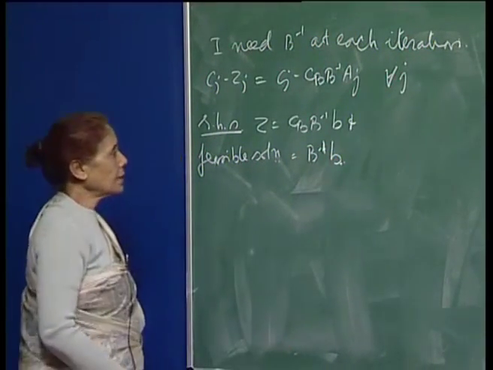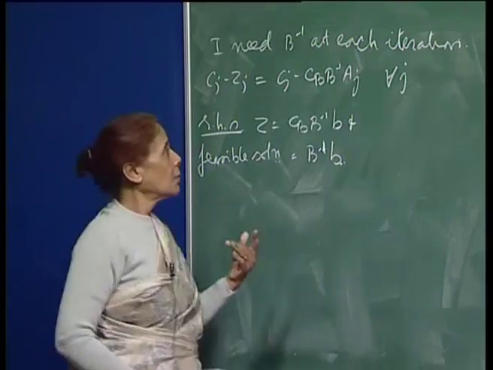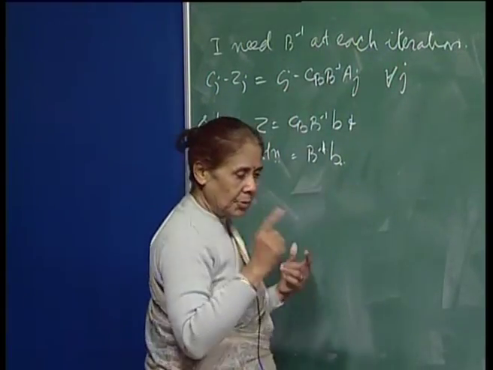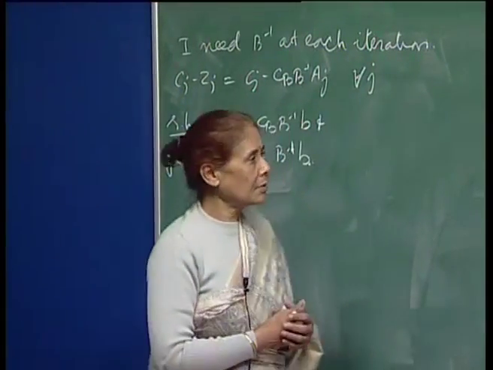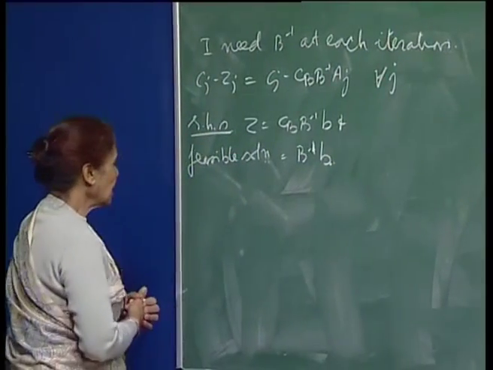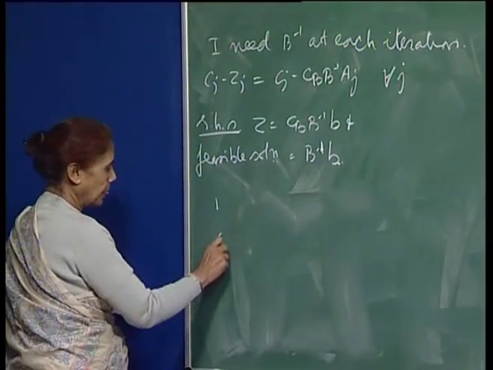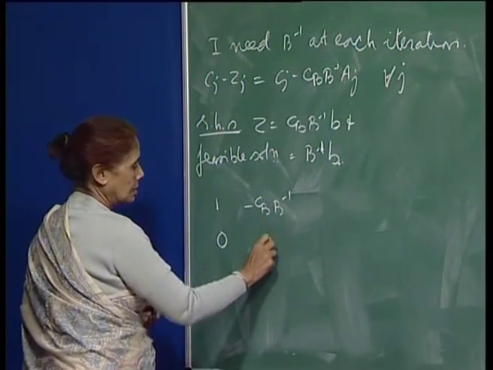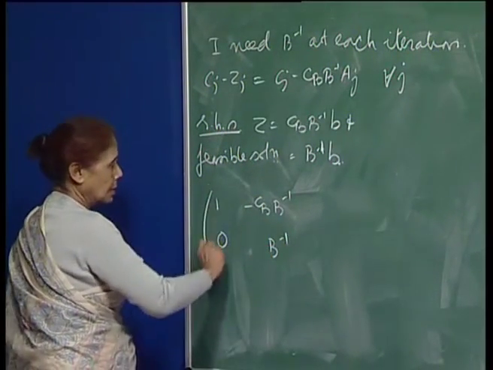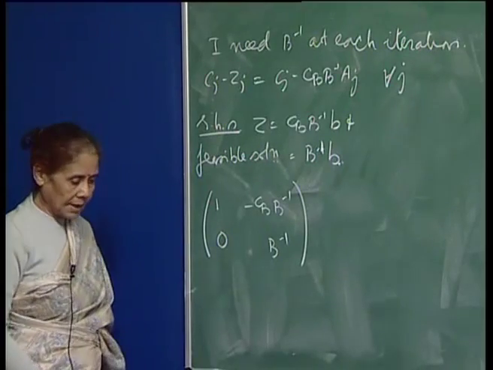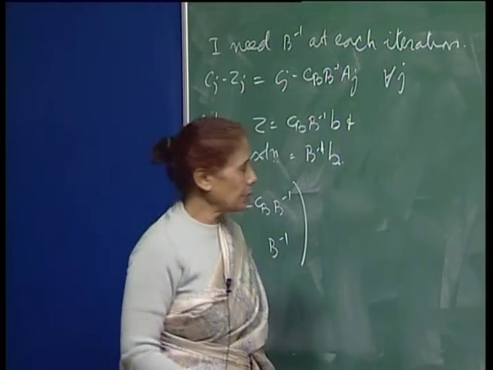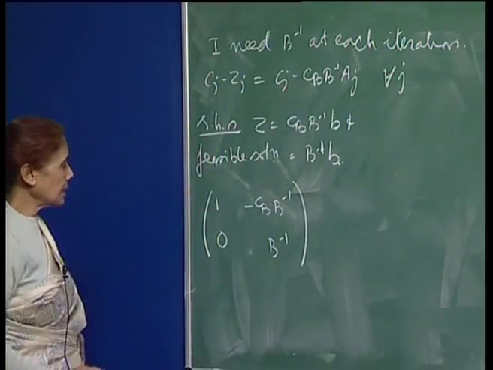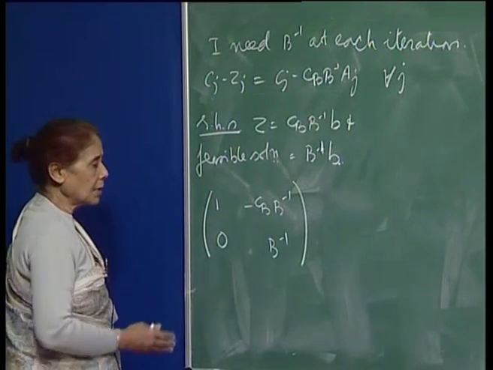So all this is computable, provided I have my current B inverse. That means I need to update my B inverse at each iteration, and I showed you that if you carry this, then, remember, this was the extended basis of size m plus 1 by m plus 1 that I am carrying at each iteration, and I update it. And how do I update it?